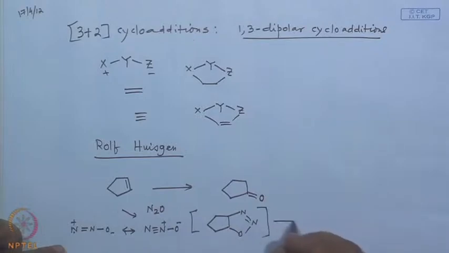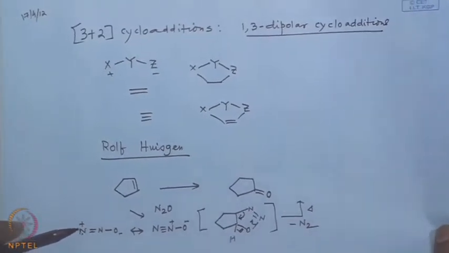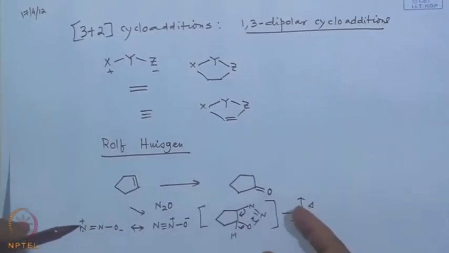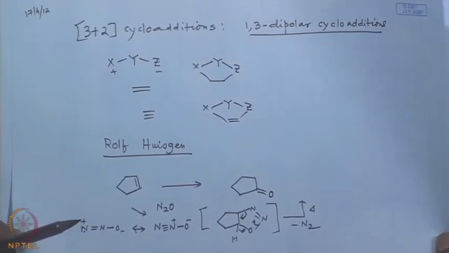And what next? Then next is just simply heating. Heating is good enough. That would rearrange, or that will shift the hydrogen. Eventually, with the loss of nitrogen, you can get the cyclopentanone. That was one of the earliest reactions, and I don't know whether this is now being used in industry or not, but this is just an example to tell you that cycloaddition reactions could be very powerful.